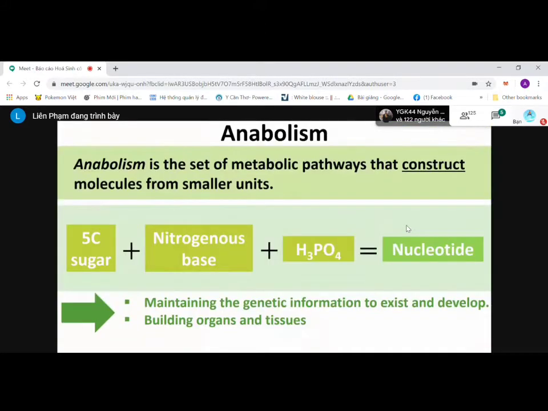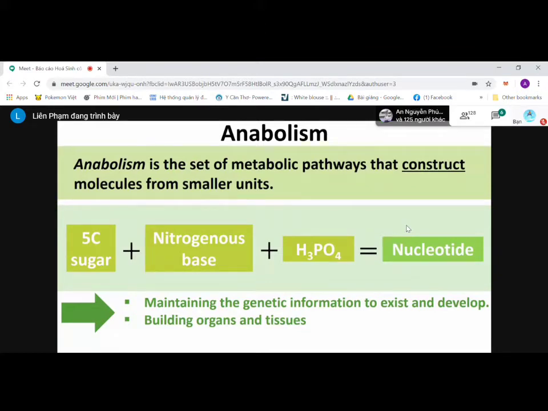First, anabolism is the set of metabolic pathways that construct molecules from smaller units. It is the building up aspect of metabolism, whereas catabolism is the breaking down aspect. Anabolism is usually synonymous with biosynthesis. By many chemical reactions from pentose sugar, nitrogenous base, and phosphoric acid, nucleotide molecules are created, as you can see here.